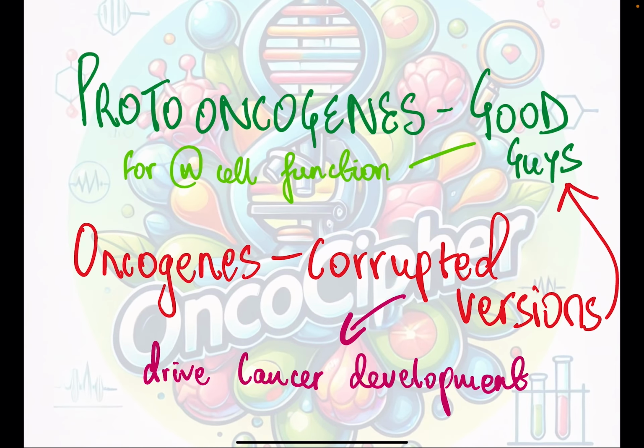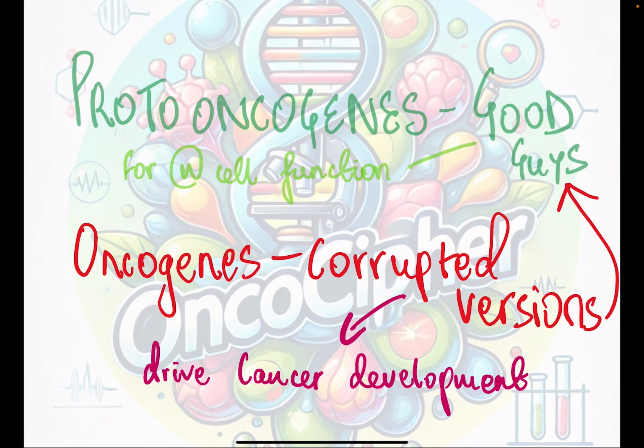So, to summarize, proto-oncogenes are the good guys which are required for normal cell function, whereas oncogenes are the corrupted versions of proto-oncogenes which drive cancer development.